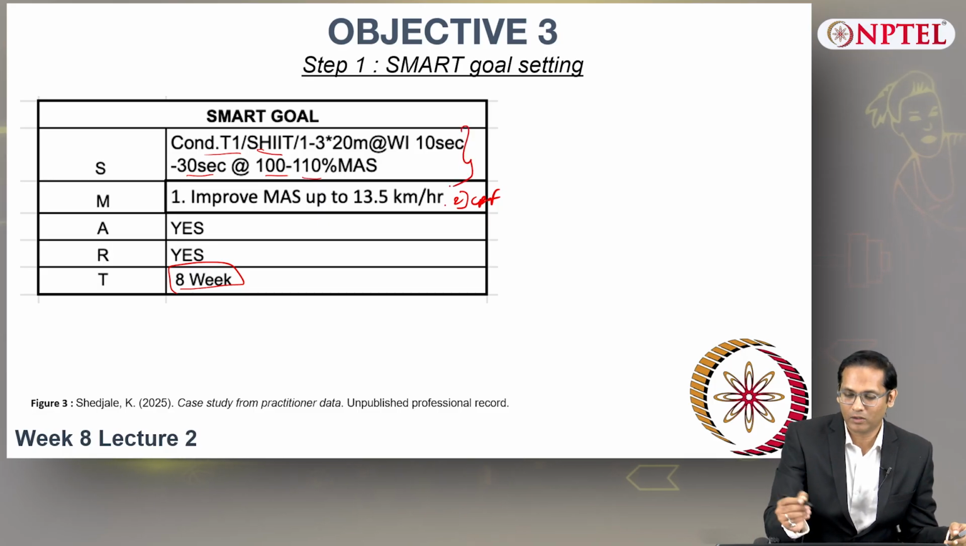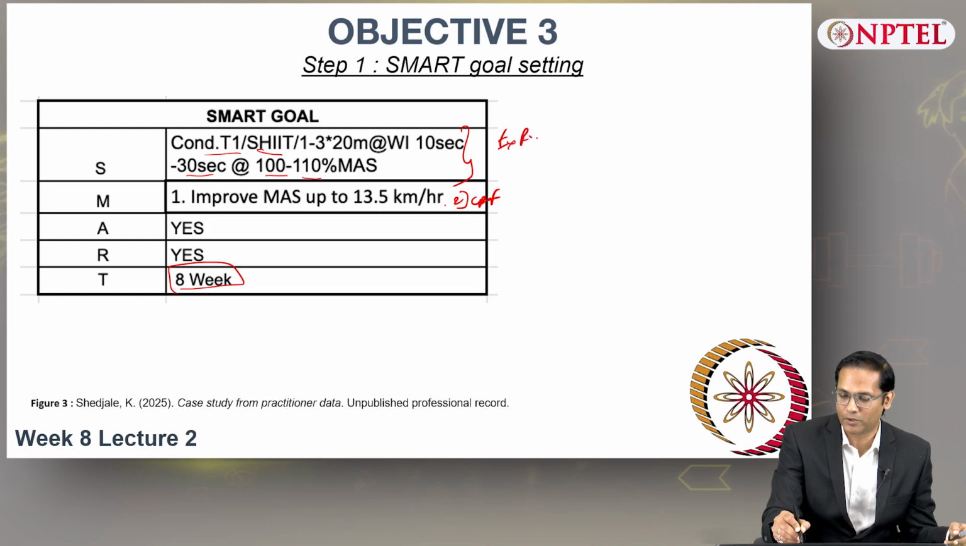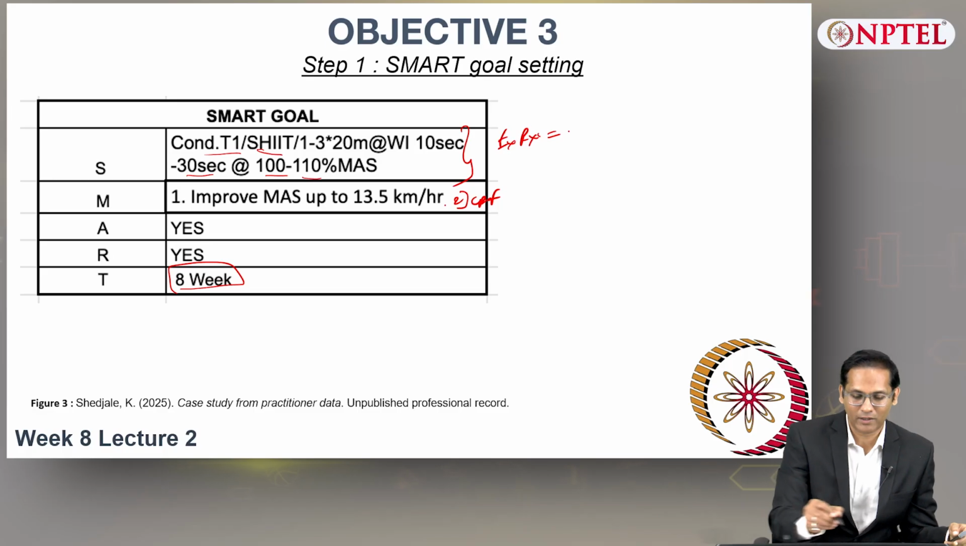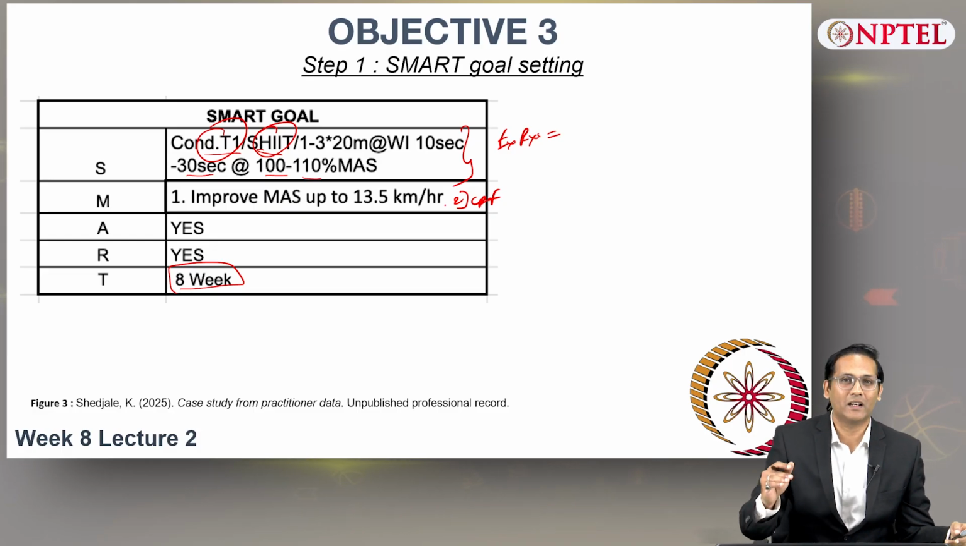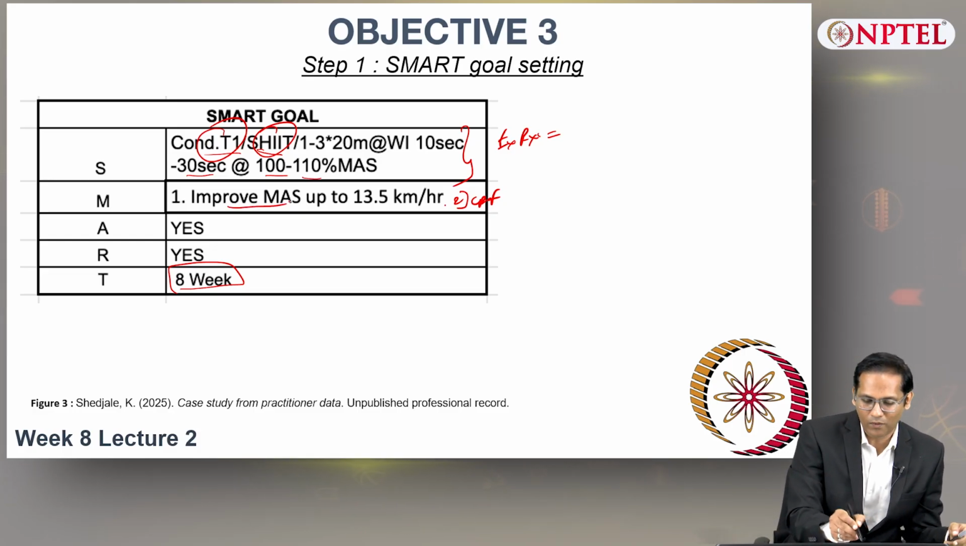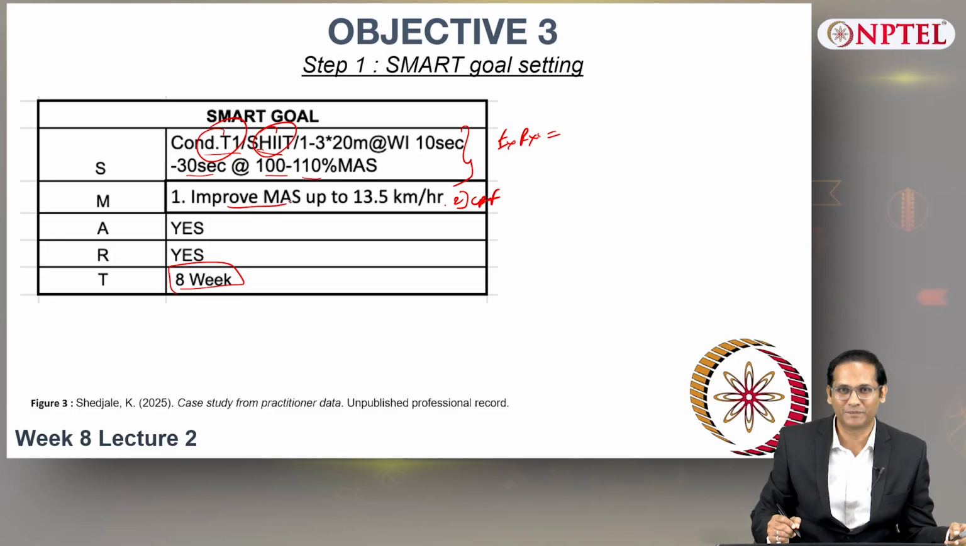Now this specifically is called the exercise prescription, which specifically mentions the type of training method and the fitness variable that will help to improve the aerobic conditioning.